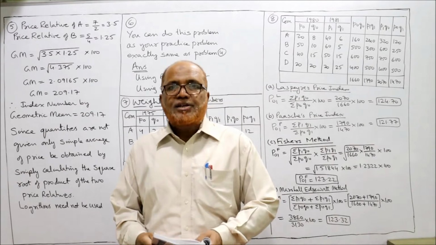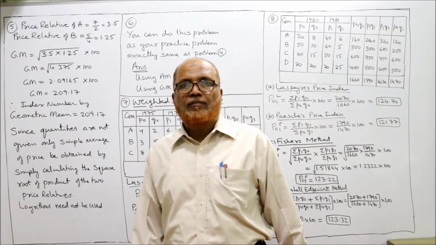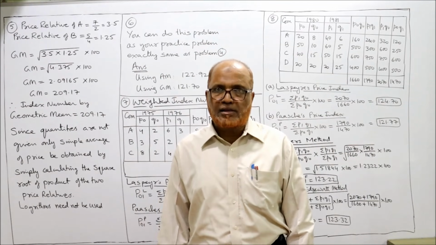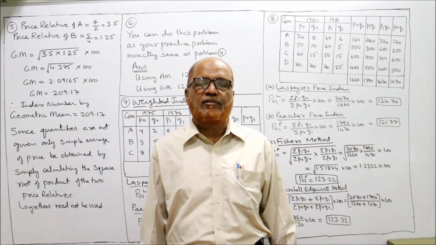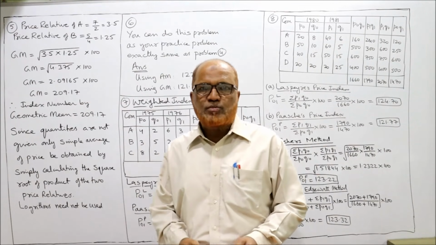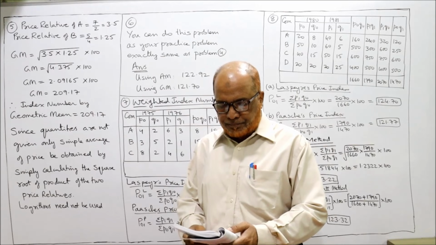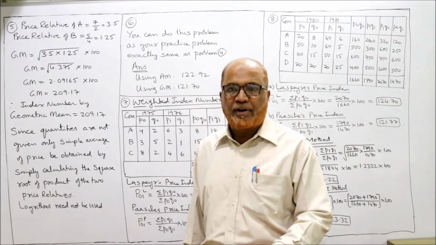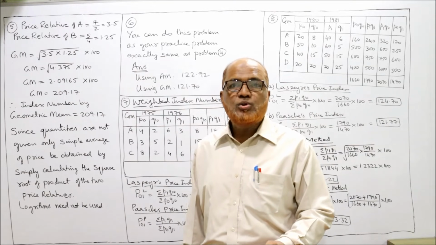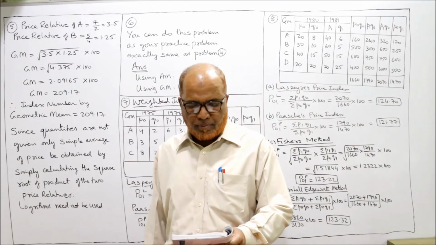Now we'll start the next problem, that is fifth problem. So far we have completed 4 problems on index numbers. We have applied the simple aggregative method, simple average of price relative method. Now weighted average method we are doing. Now fifth problem, calculate the index number by using geometric mean. By using geometric mean, we have to find out the index number.